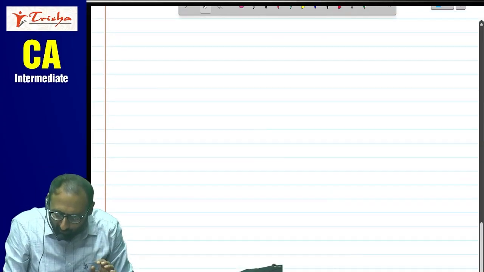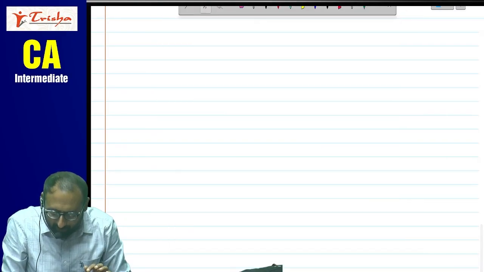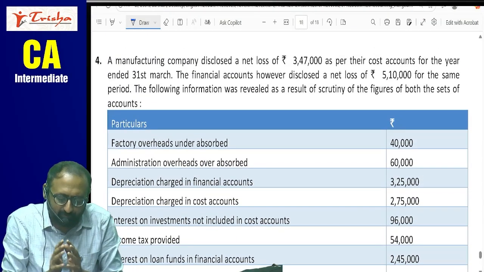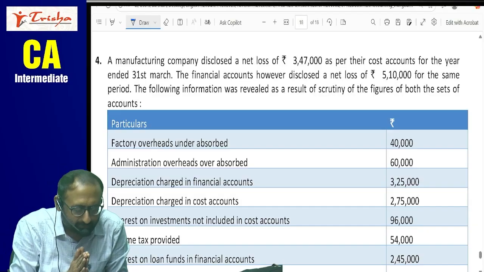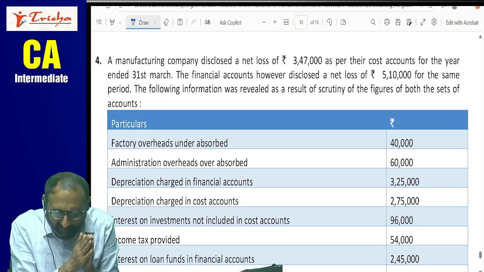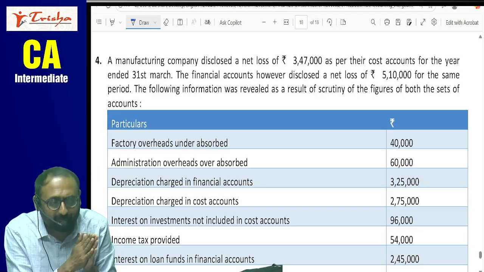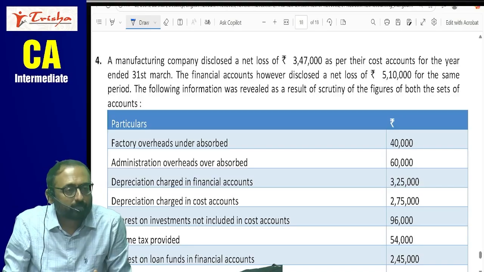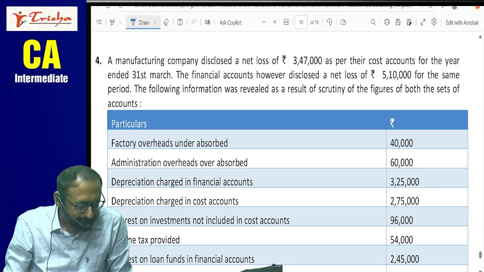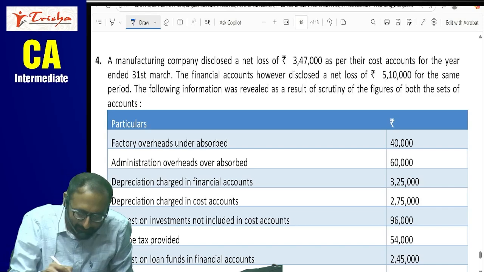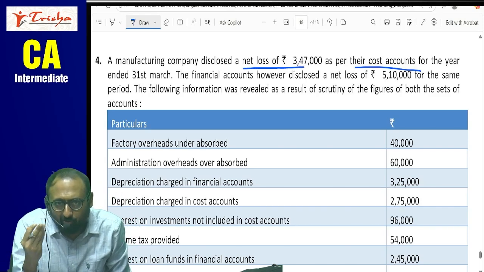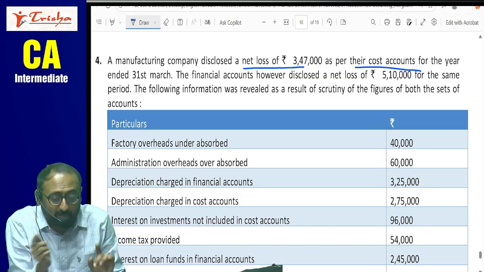So let's solve one question, guys. Everyone please come to that last memorandum reconciliation question. You will have to tell me where I'll write that 3,47,000. Please check what the 3,47,000 is. Is it profit or loss? Is it profit or loss? Loss as per cost account. Sir, where will I write loss as per cost account brought down? Debit side or credit side?